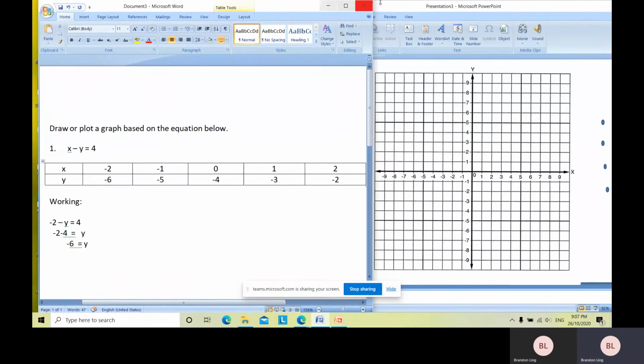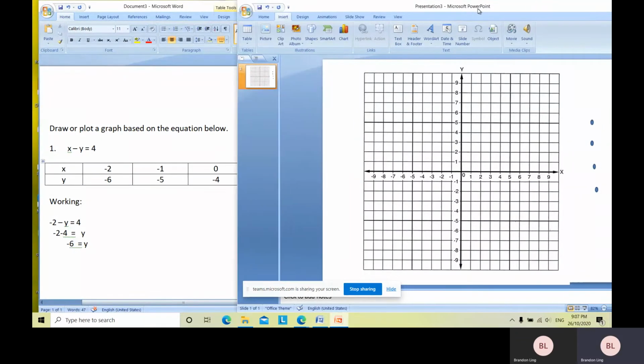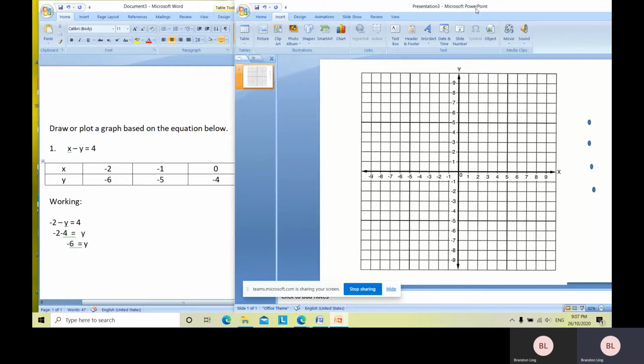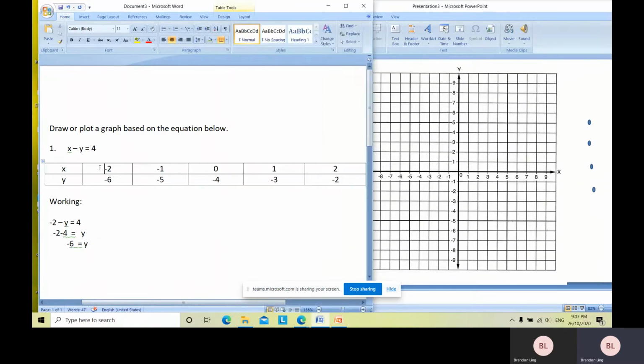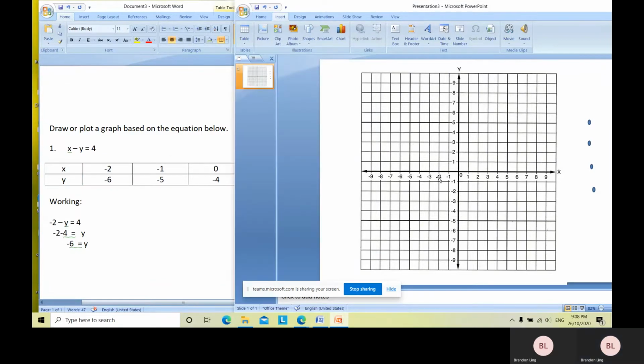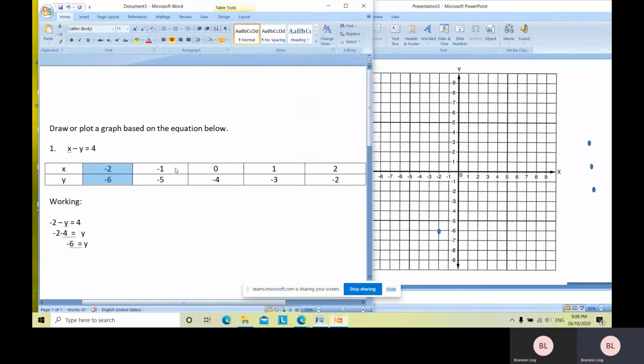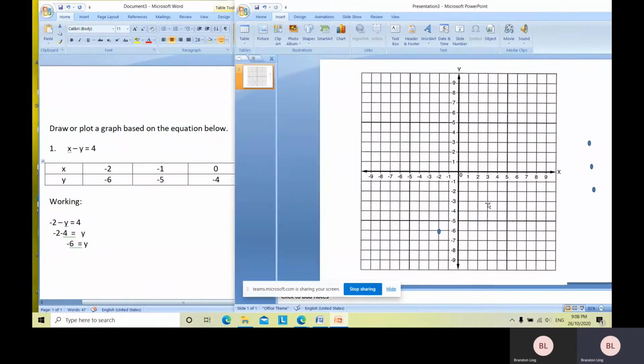Now we move on to how to plot this graph. As you can see here, I have a graph paper with x and y axis ready. What you need to do now is plot the corresponding coordinates based on this equation. First, you have negative 2 and negative 6, which is here. Next, we move on to another point, negative 1, negative 5, which is here.